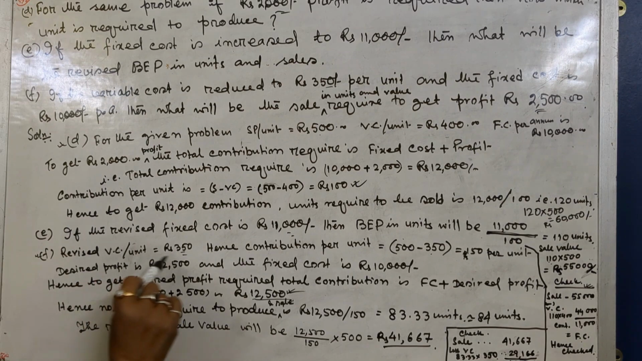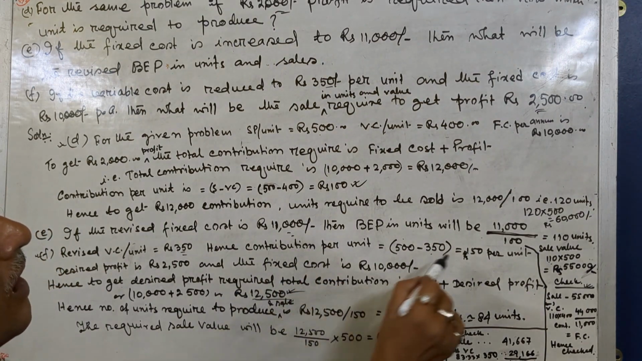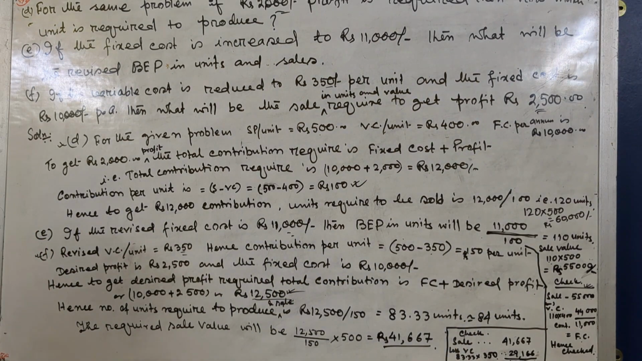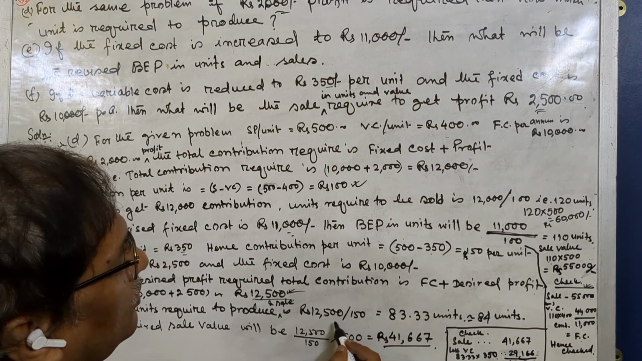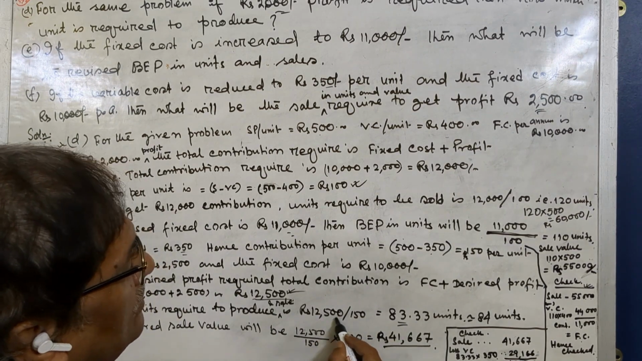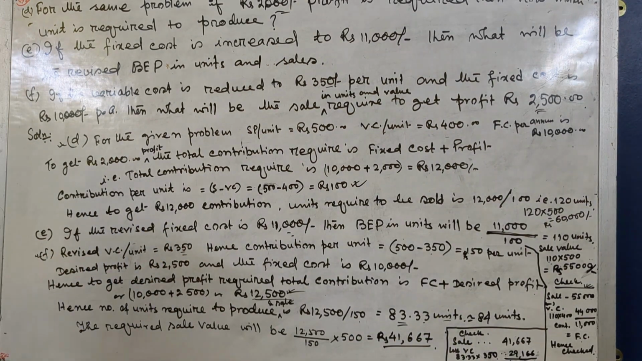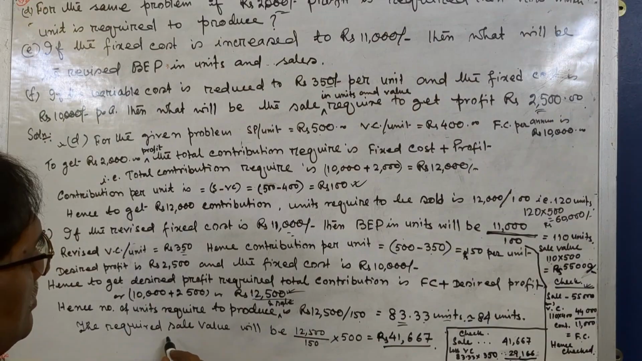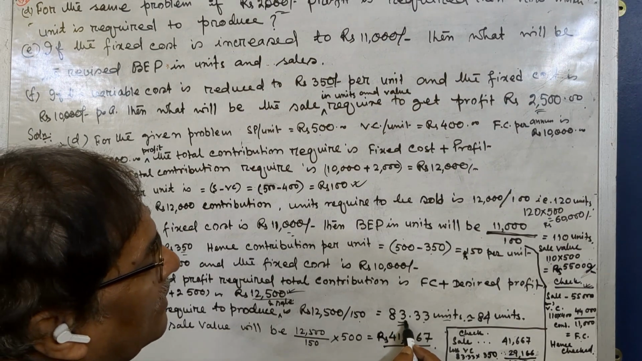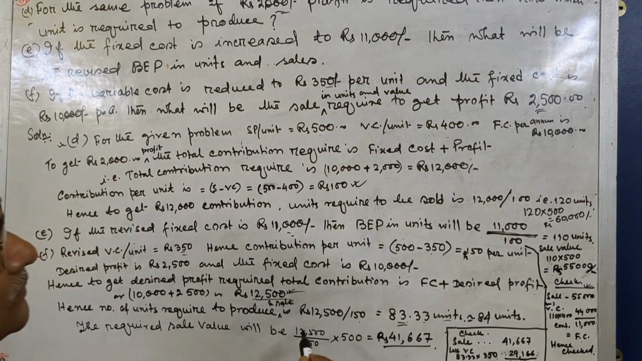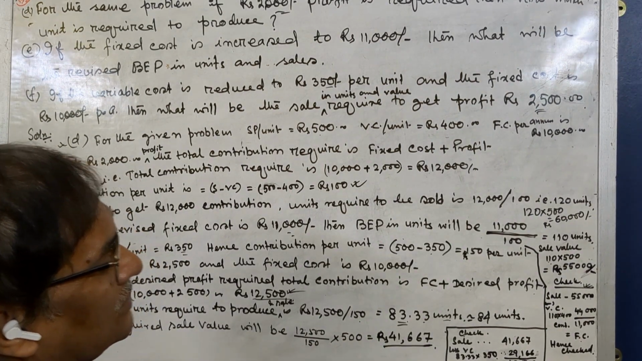I have already shown you that the contribution per unit is rupees 150 here, and that's why the number of units required to produce and sell to get 2,500 profit is this 12,500 divided by 150. This is approximately 84 units. If you want to find out the sale value in rupees, then simply multiply the units by the sale value per unit of the product, and that is this amount.